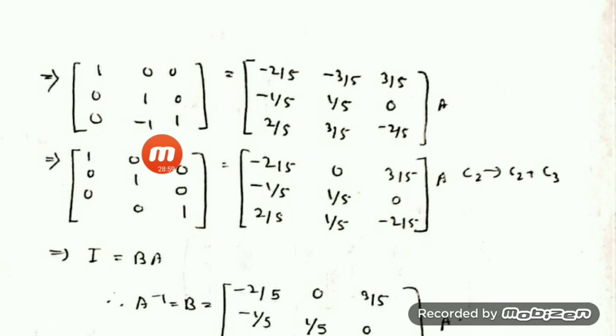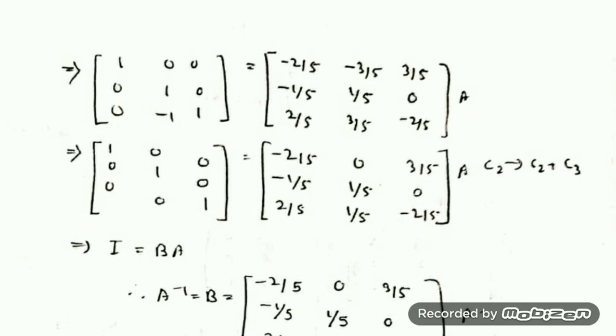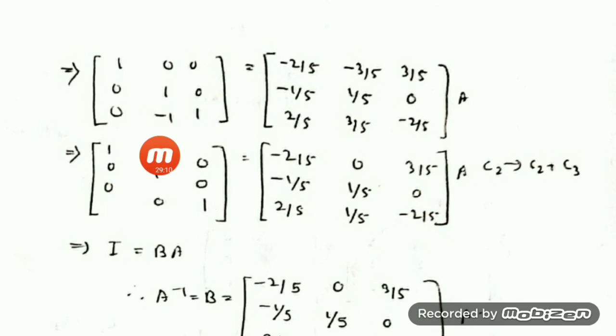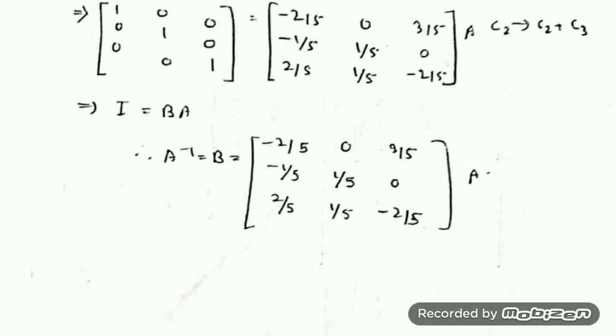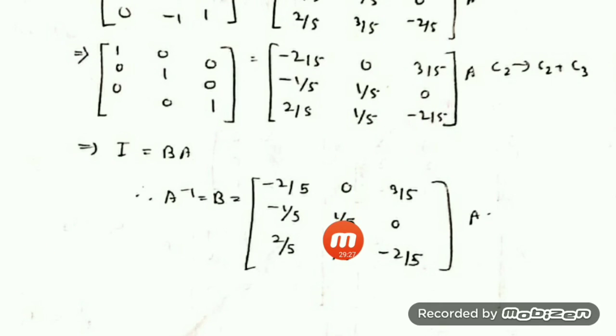Now I have to make all elements of the third row 0. One is 0 already, so adding one to the other will do it. So I did column 2 plus column 3, keeping the other as it is. Adding: 0 plus 0 is 0, 1 plus 0 is 1, minus 1 plus 1 is 0. And it will be 0 here; this becomes 1 by 5. It is now in the form I equal to BA, so A inverse is equal to this matrix B.